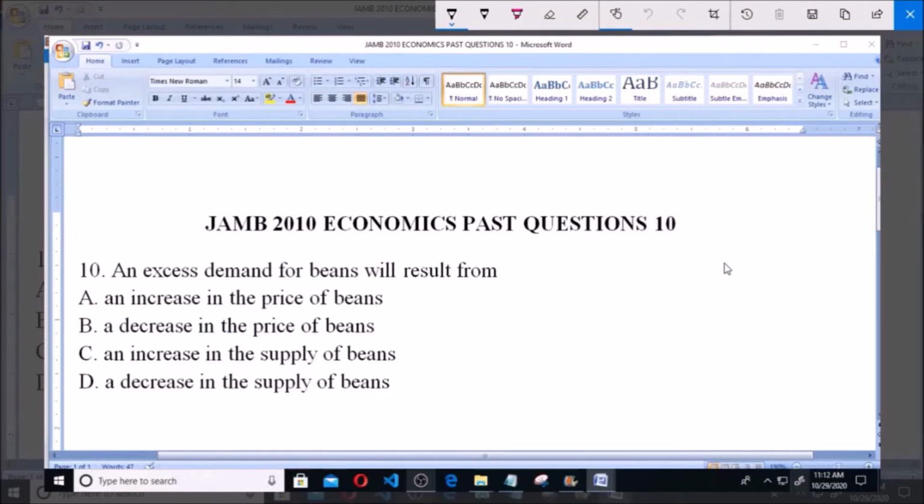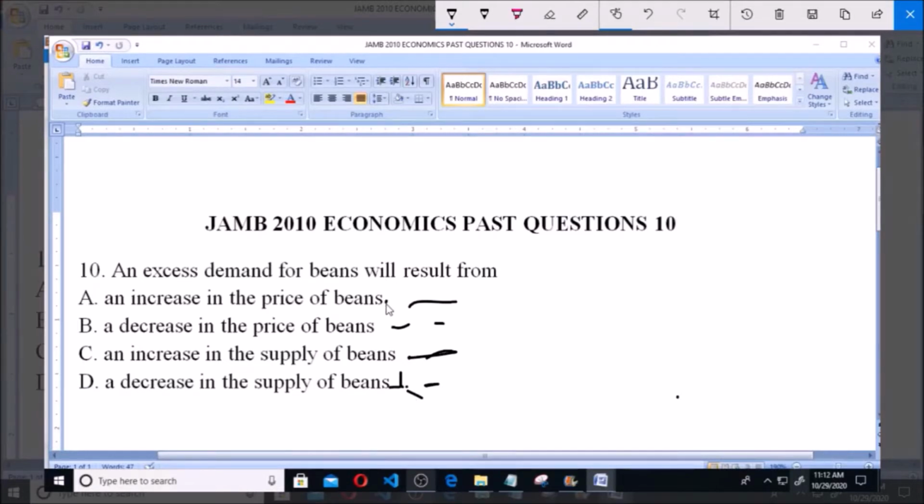Hello, Jamb 2010 Economics Past question number 10. An excess demand for beans will result from: option A, an increase in the price of beans; option B, a decrease in the price of beans; option C, an increase in the supply of beans; option D, a decrease in the supply of beans.